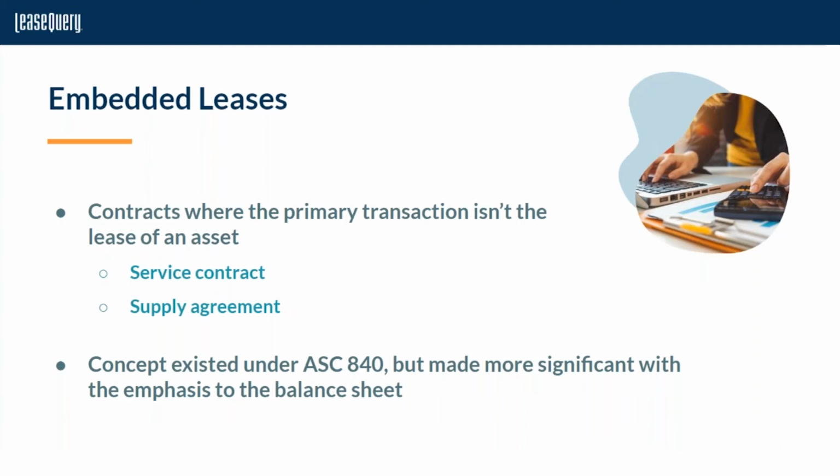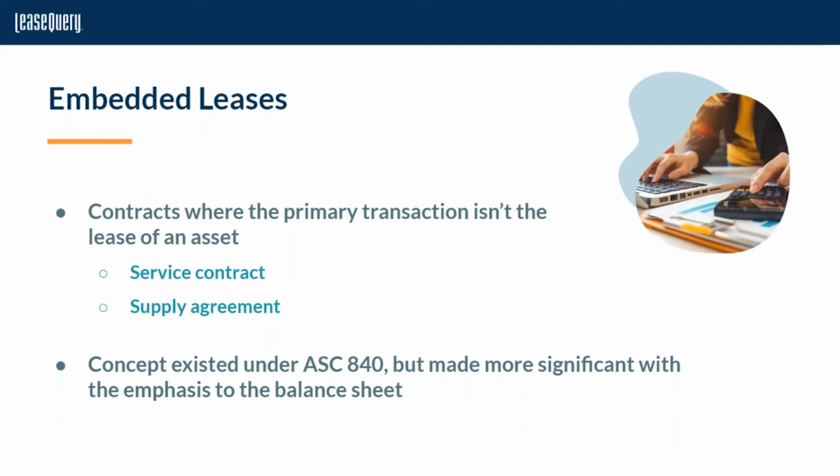Common examples can be service contracts or supply agreements. Think of a supply contract where you pay for the supplies consumed, but they're dispensed from some type of equipment like a vending machine or an automated dispensing machine for money. If the dispensing machine is provided by the supplier, an embedded lease may exist.